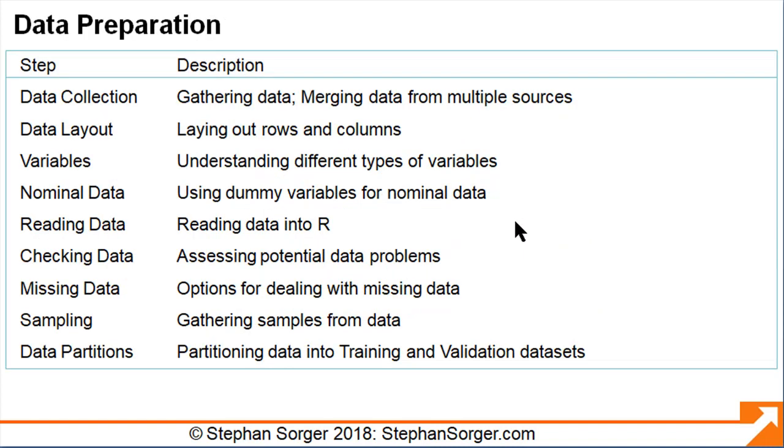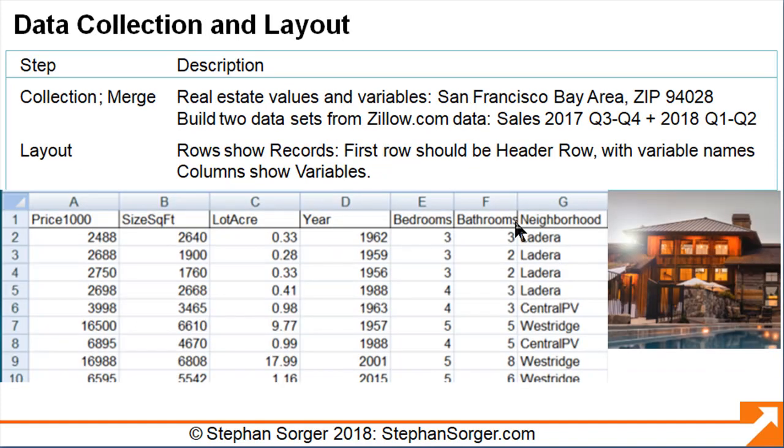In this presentation, I'll take you through the steps of preparing your data for data analytics projects, from collecting the data all the way to partitioning it for certain types of analytics projects. We start with collecting the data and laying it out. In this case, we've collected real estate data for the area in the United States defined by zip code 94028.